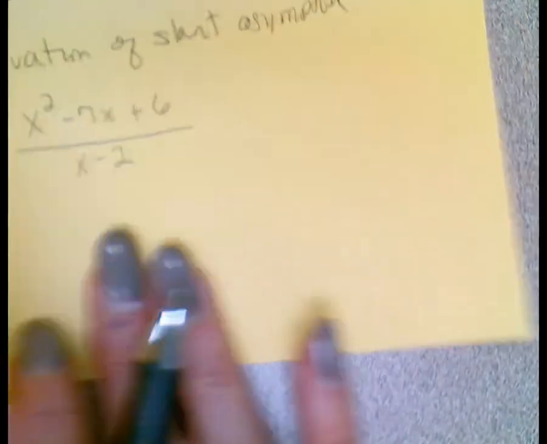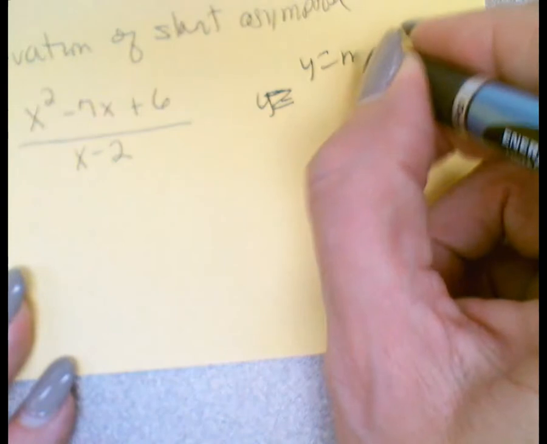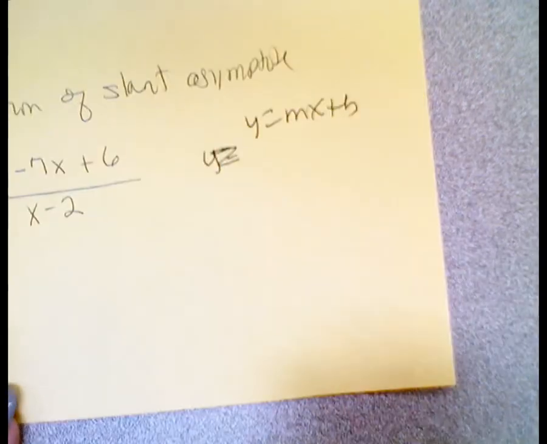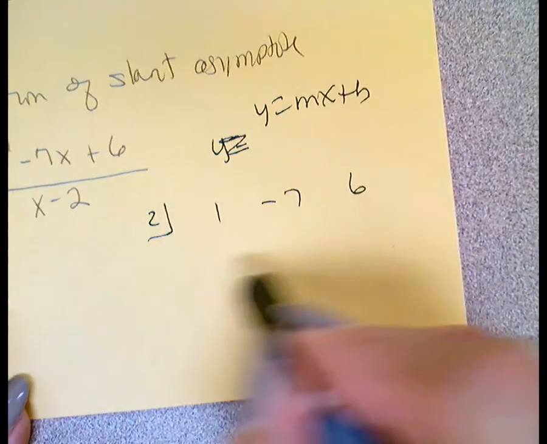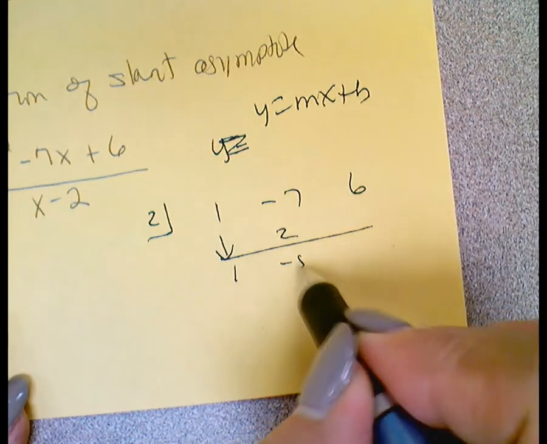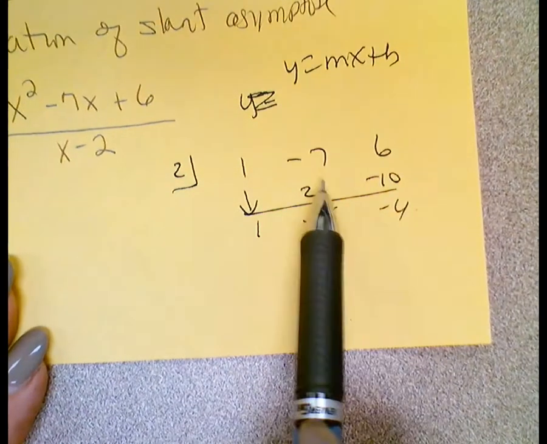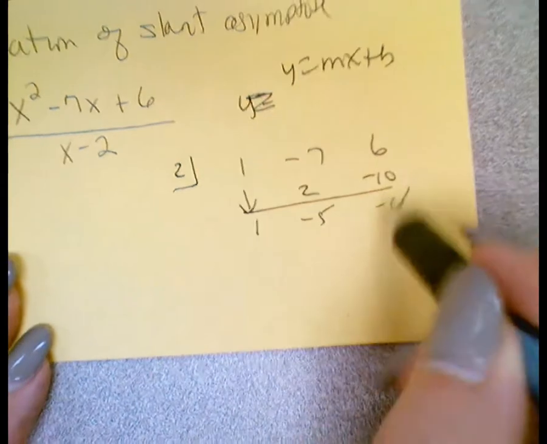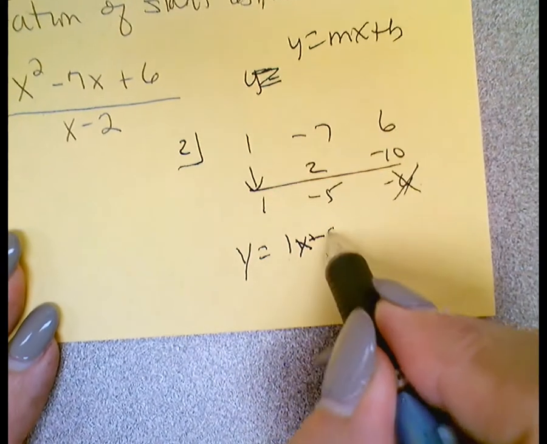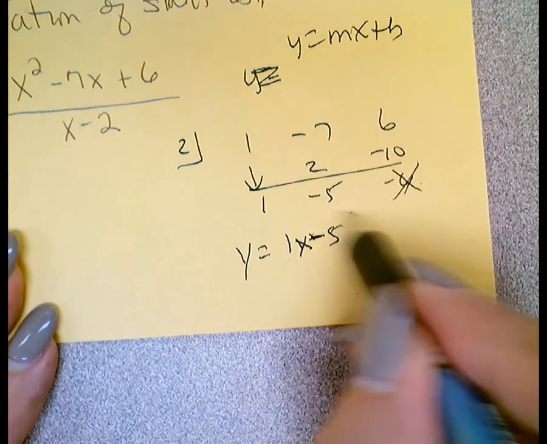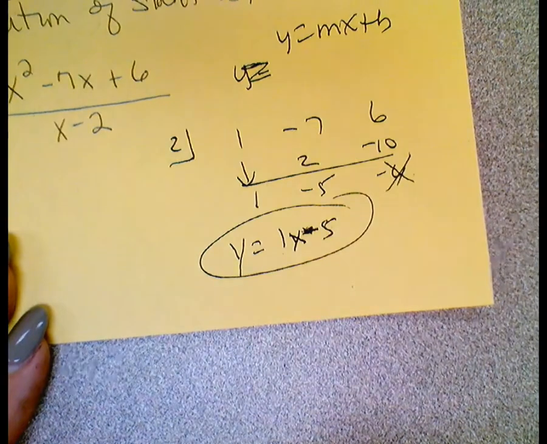Find the equation of the slant asymptote. Okay, y equals. Remember, we're looking for y equals mx plus b. So we need a synthetic division. 1, negative 7, 6. Put a 2 outside. Bring down the 1. 1 times 2. Add. Ignore the remainder. Write it in slope-intercept form. 1x minus 5. That's not a plus. X minus 5.